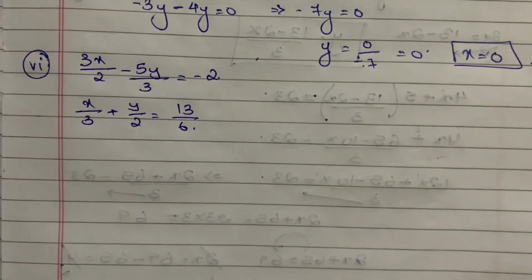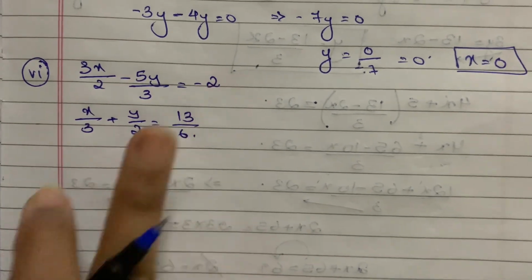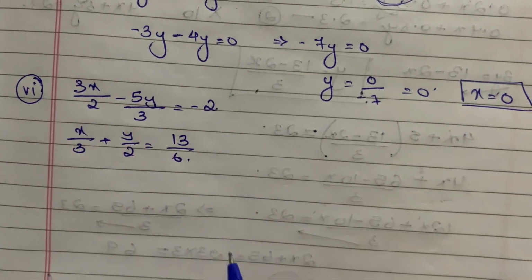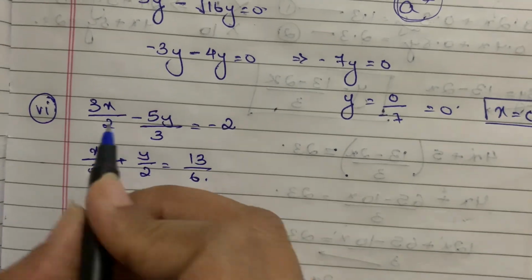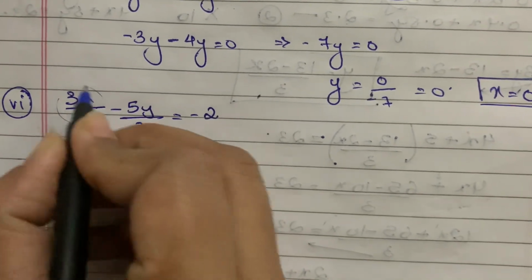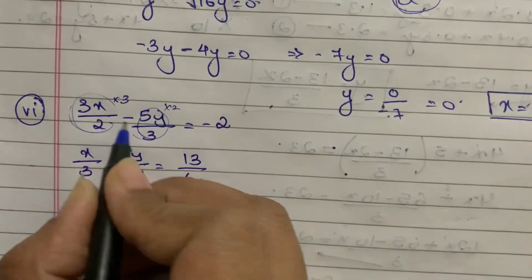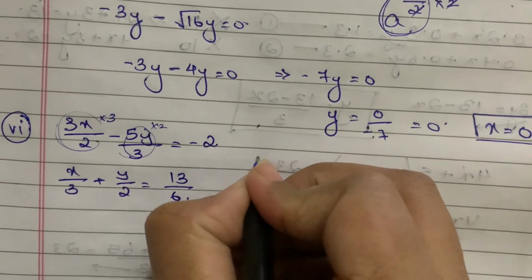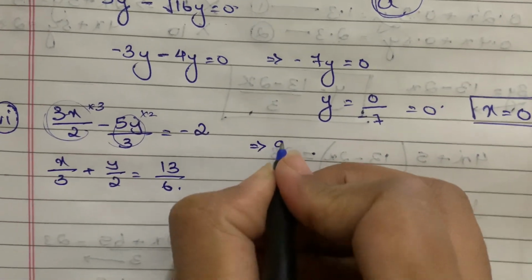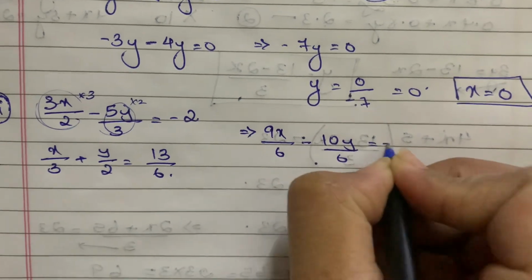So what we are going to do here is make the denominators the same so that it becomes easy for us to simplify the equation. When I take the LCM, this whole fraction will multiply by 3 and this whole fraction will multiply by 2. So it further becomes 9x upon 6 minus 10y upon 6 is equal to minus 2.